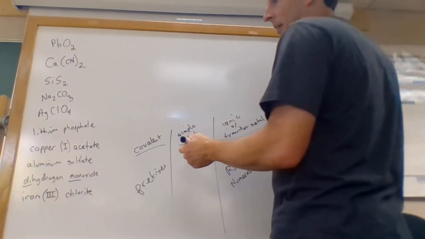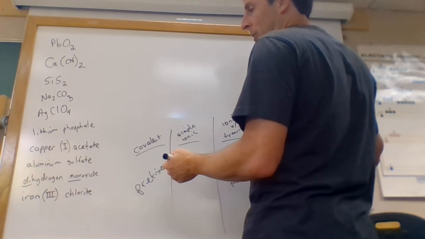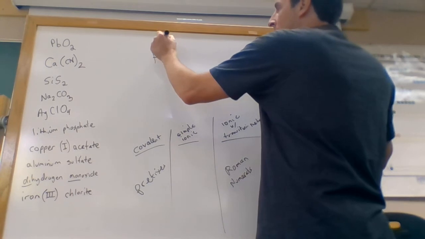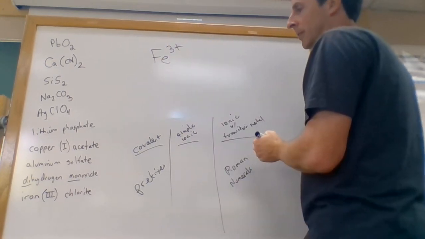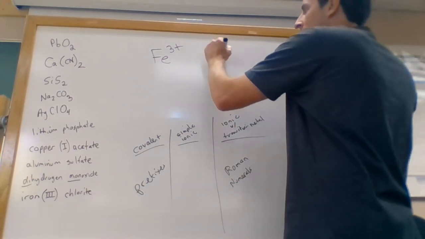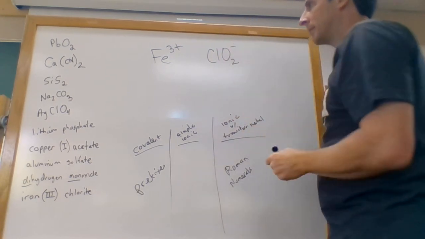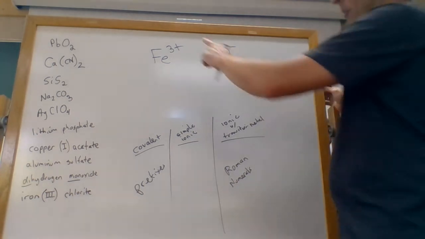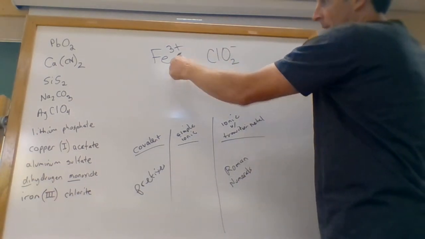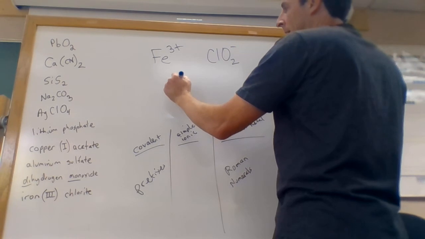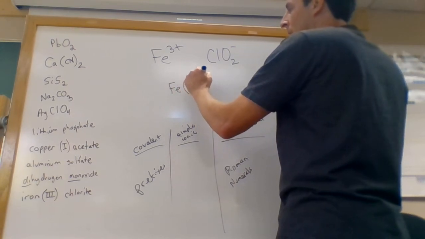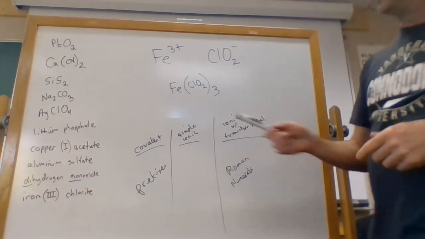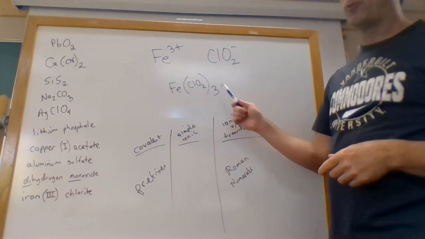All right, last one, iron 3 chlorite. So iron is Fe, 3 is the charge, and then chlorite is ClO2 minus. So when I put them together, the 3 comes down here, the 1 comes down there, so I end up with Fe(ClO2)3, with a 3 outside. I would read that as Fe, ClO2 3 times.